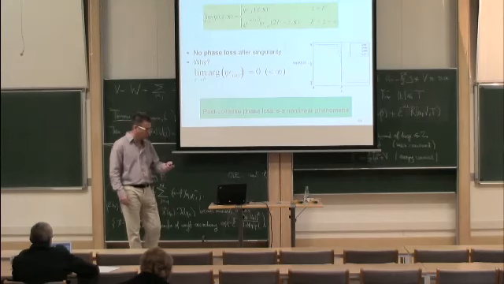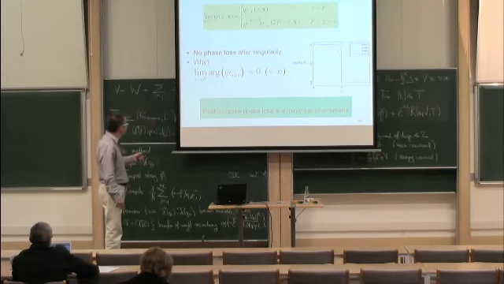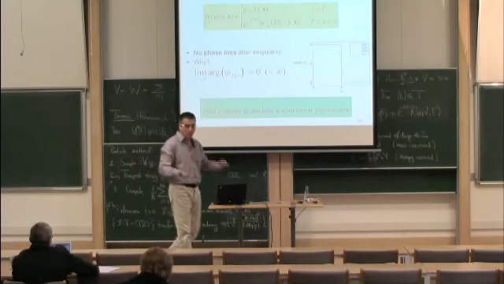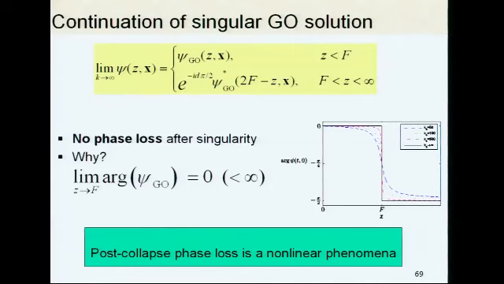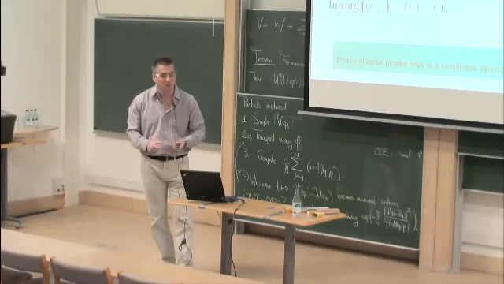The reason you don't lose the phase is because the geometrical optics solution, the limit of the phase here, does not go to infinity. So there's no reason why you should lose the phase information. So what this shows us is that this loss of phase is a nonlinear phenomenon.